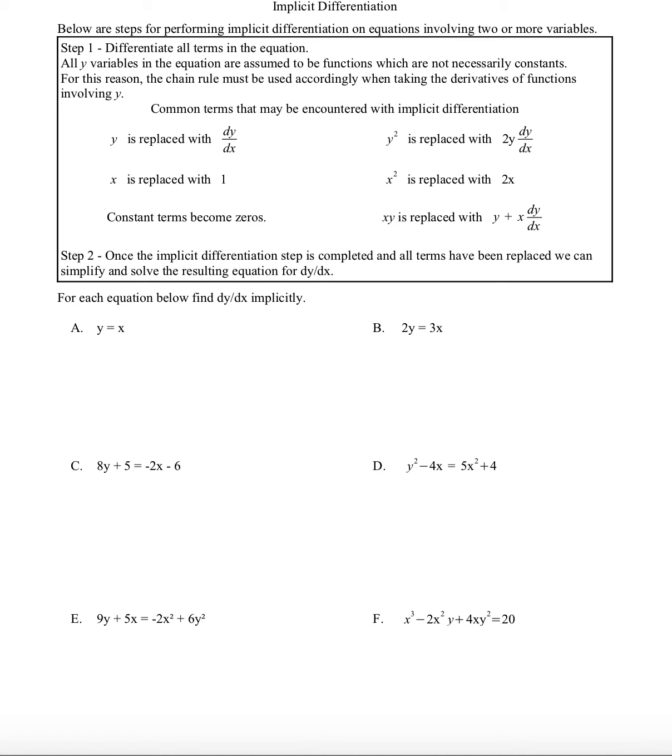Step 1 will be to differentiate all the terms in the equation, where y variables are assumed to be functions which are not necessarily constants. For this reason, we have to apply the chain rule accordingly whenever taking a derivative of a function involving y. Now, once we have all the differentiation done, we can simplify and solve for dy over dx. I'll show how it works with these examples.